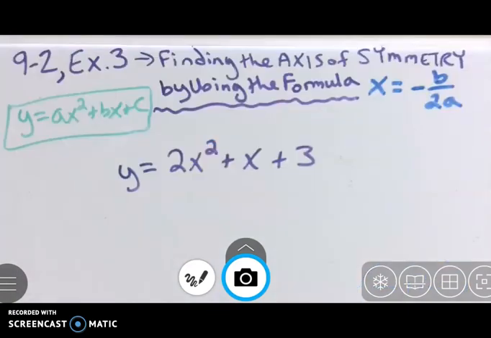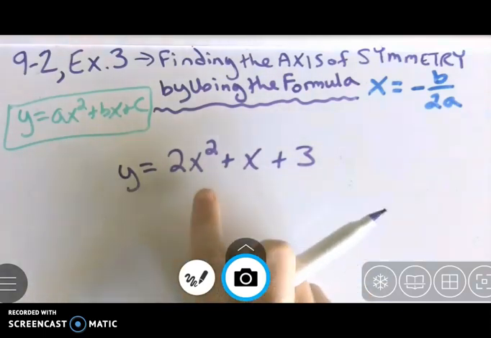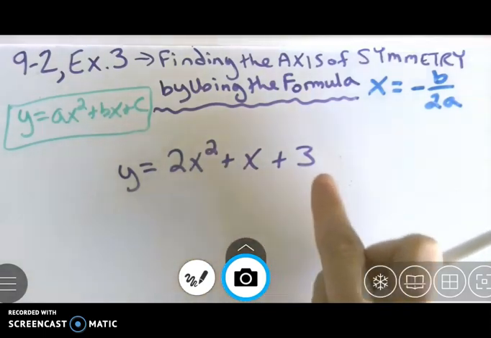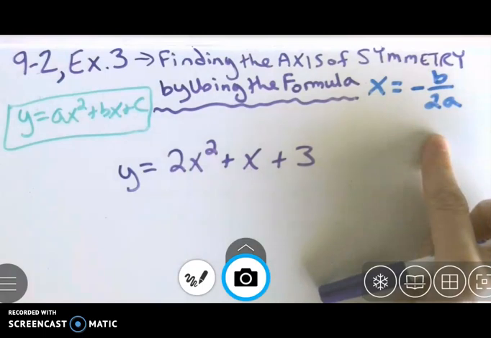Okay, so for the check it out number 3, it says find the axis of symmetry of the graph of y equals 2x squared plus x plus 3. The first thing I'm going to do to find the axis of symmetry is to first make sure I'm in standard form, which I am. Standard form is y equals ax squared plus bx plus c. So then I need to identify a and b for my formula for my axis of symmetry.